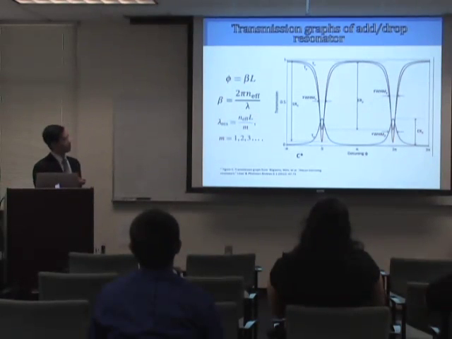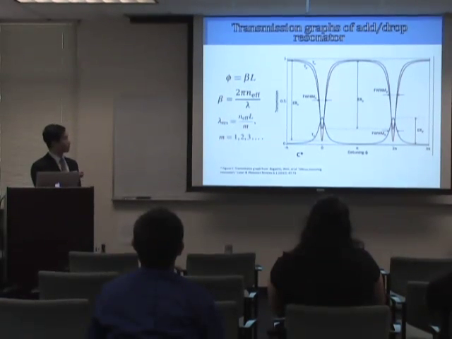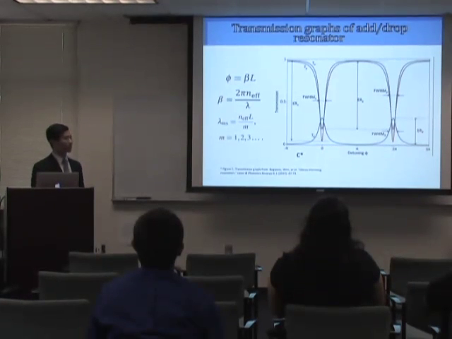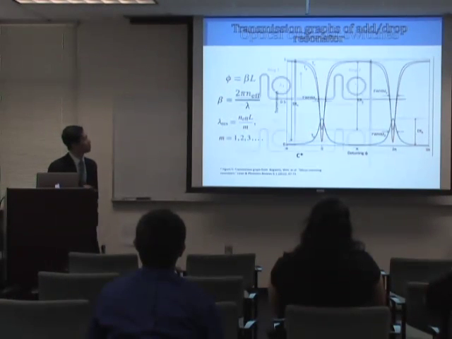So many of you may have noticed that I said transmission versus wavelength, but the x-axis is actually denoted by phi. That's because the resonant wavelength is embedded within the variable phi, and you can derive the resonant frequency using these formulas. And this is a superimposed graph of the transmissions. This is a drop, and this is a pass for the through port.